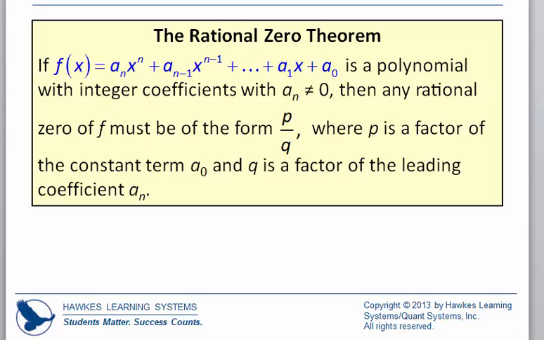The rational zero theorem says that if we have a polynomial with integer coefficients, then any rational zero of the function must be of the form p divided by q, where p is a factor of the constant term at the end of the polynomial, and q is a factor of the leading coefficient.